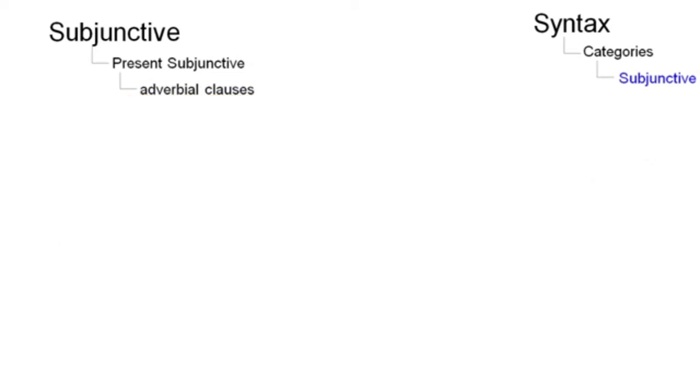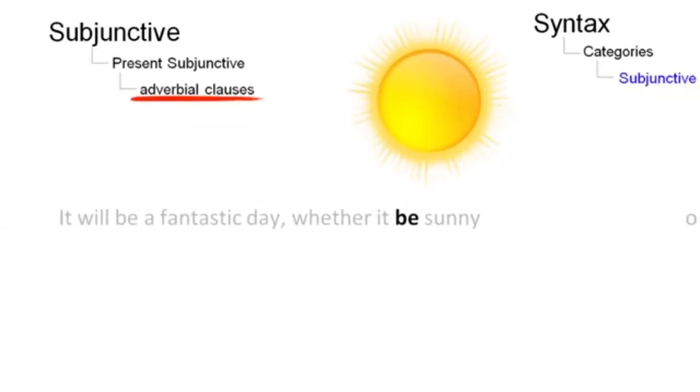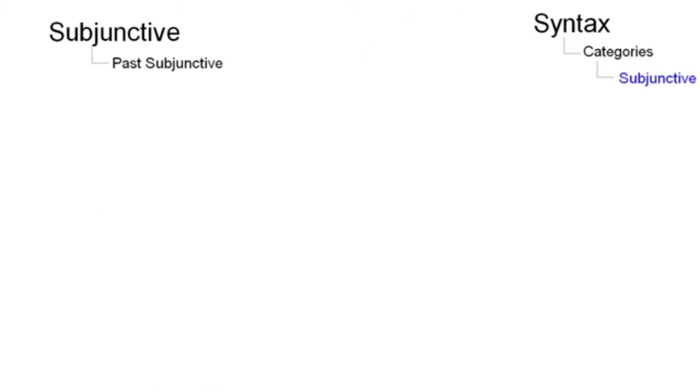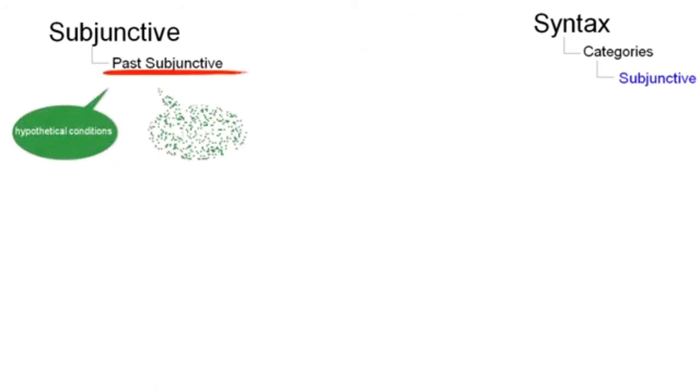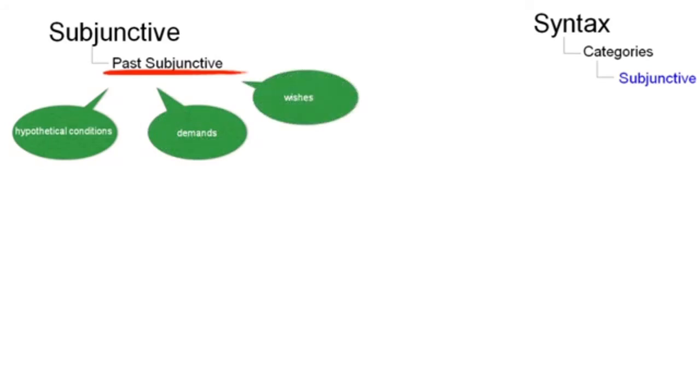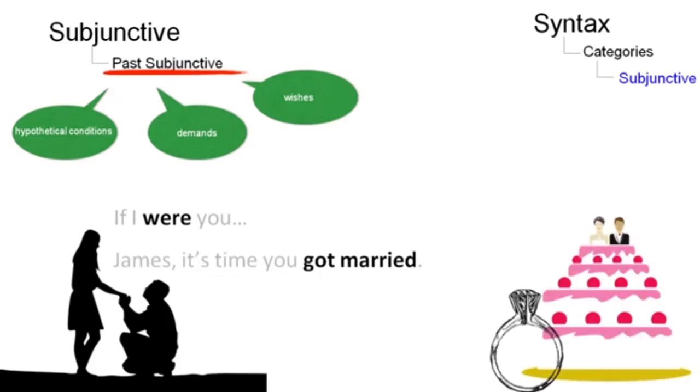It also occurs in adverbial clauses. Here's an example. It will be a fantastic day, whether it be sunny or cloudy. The past subjunctive uses the simple past to show hypothetical conditions, demands, and wishes. Typical cases are seen in expressions like, if I were you, and, James, it's time you got married.